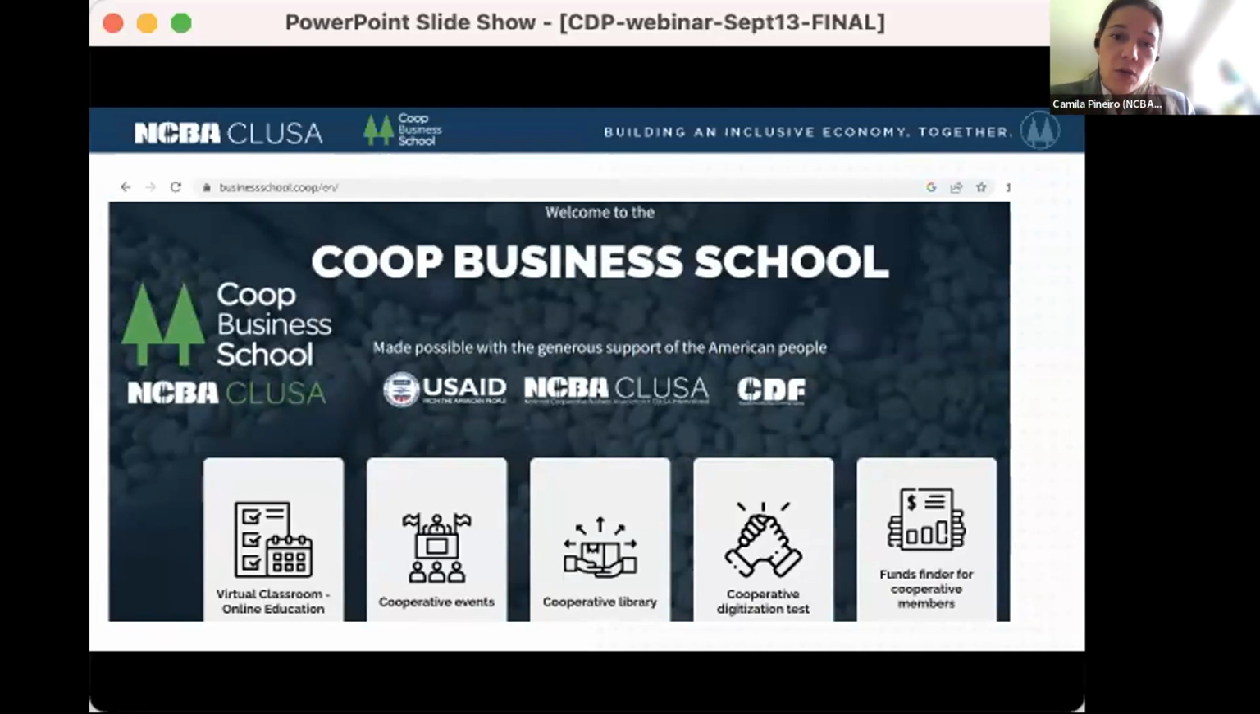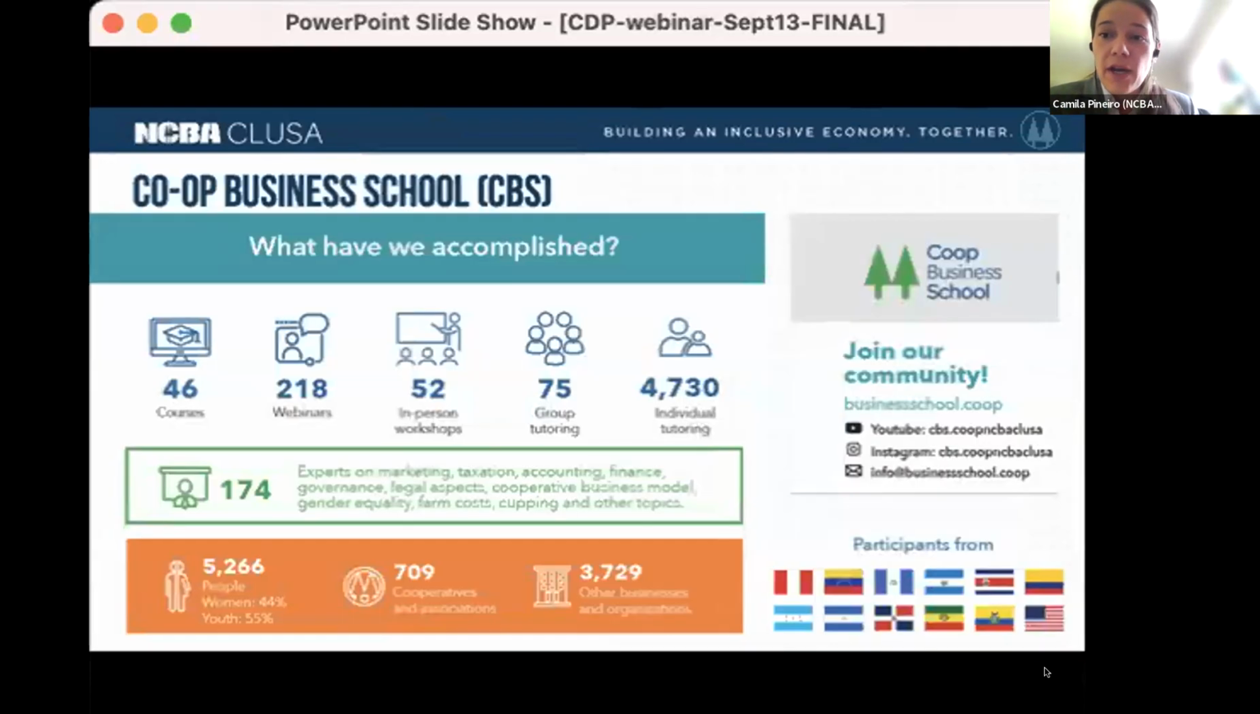But this is how it looked, and you can see the 5 main components of services that are provided: online courses, events, resources, tests for cooperatives to assess their gaps, and funds that can be accessed by cooperatives in some of the countries we work. We want to thank CDF for allowing us to expand to Guatemala, and we're in the process of expanding to the US. Next, please. And we want to thank our team in Peru and the Cooperative Business School team who have done such a great job.